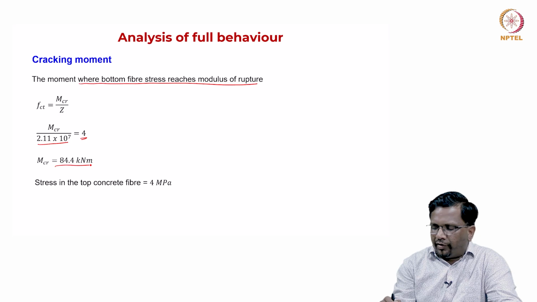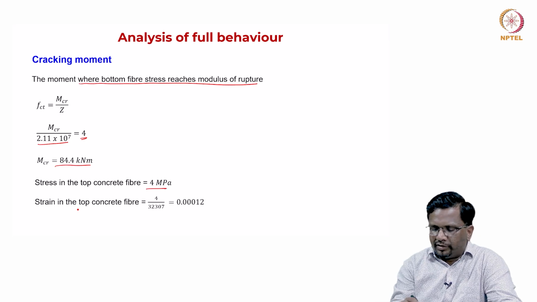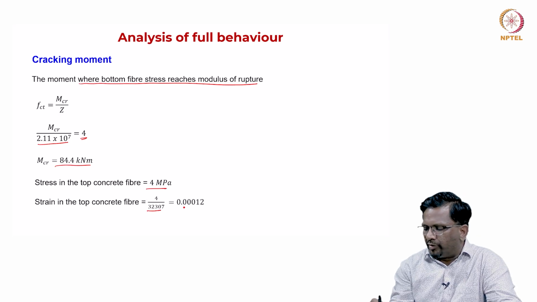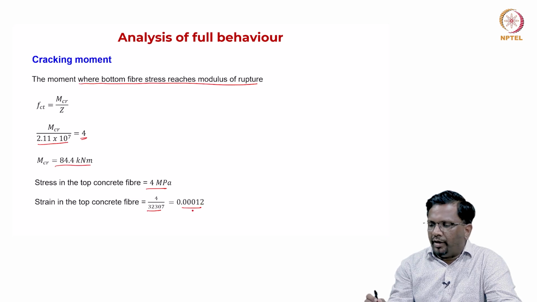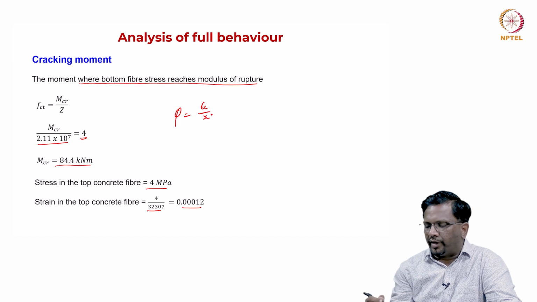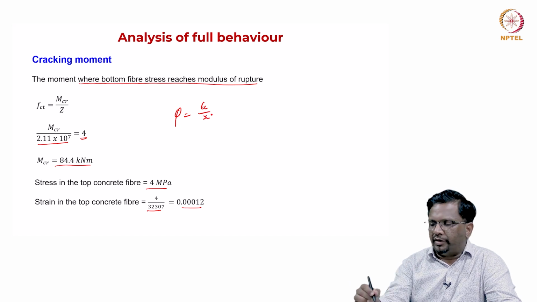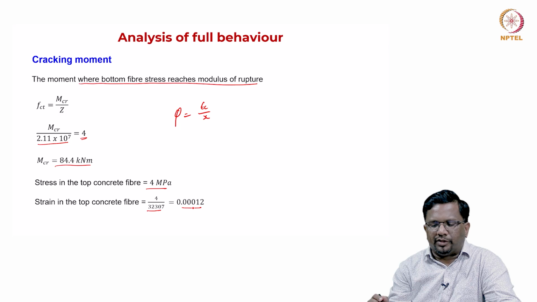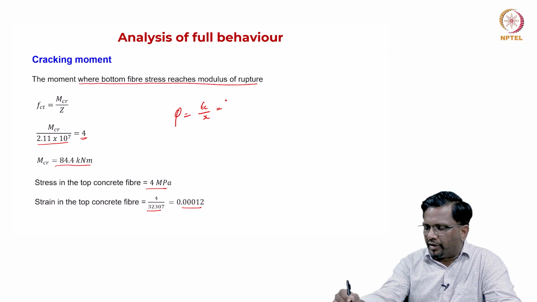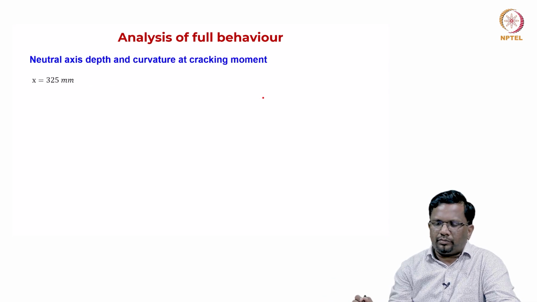Now, stress in the top fiber is again 4 megapascal at this condition, and strain is 4 divided by the elastic modulus. Now, why are we doing this again? Curvature is epsilon c by x. So, I can quickly get my curvature, strain divided by the neutral axis depth. Strain I have got, and x in this case is going to be exactly at the center, which is 325. So, I can get curvature as 0.00012 divided by 325, which will give me the curvature.